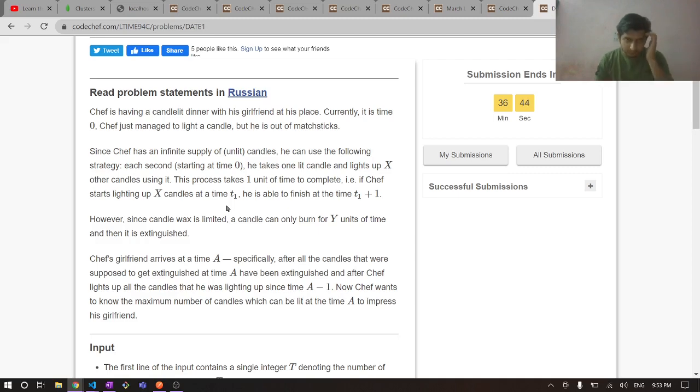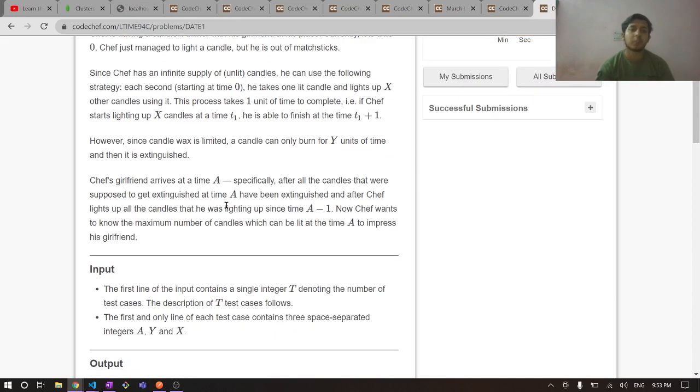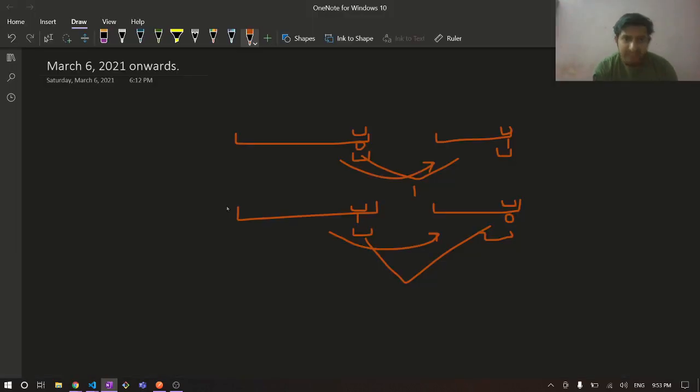will be burning. Okay, what we have to do: Chef has a girlfriend. The girlfriend will arrive at time A. At time t equals 0, he has only one candle burning, and he can light the next x candles using a candle every time. Okay, and after y units of time, every candle just finishes. We have to tell the number of candles that will be burning when the girlfriend of Chef arrives. So let me make it easy for you.